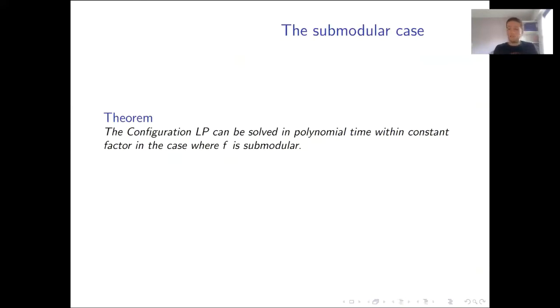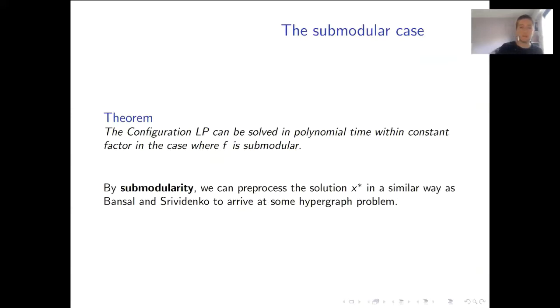So now let's go to the submodular case. Again, we have the same configuration linear program. We can solve it in polynomial time within a constant factor in the case where f is submodular, so only constant and not 1 plus epsilon, because the separation oracle can only be solved approximately when f is submodular. But it still doesn't hurt the approximation ratio, since we only use constants. By submodularity, we can pre-process the solution x in a similar way as Bansal and Sviridenko to arrive at some hypergraph problem.